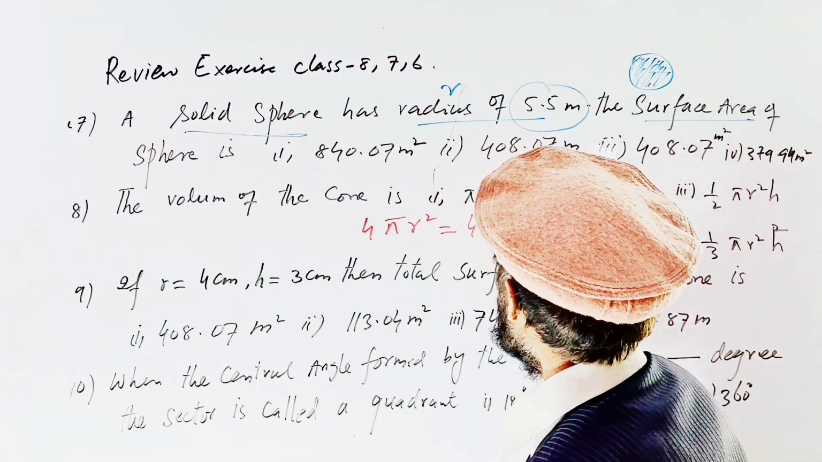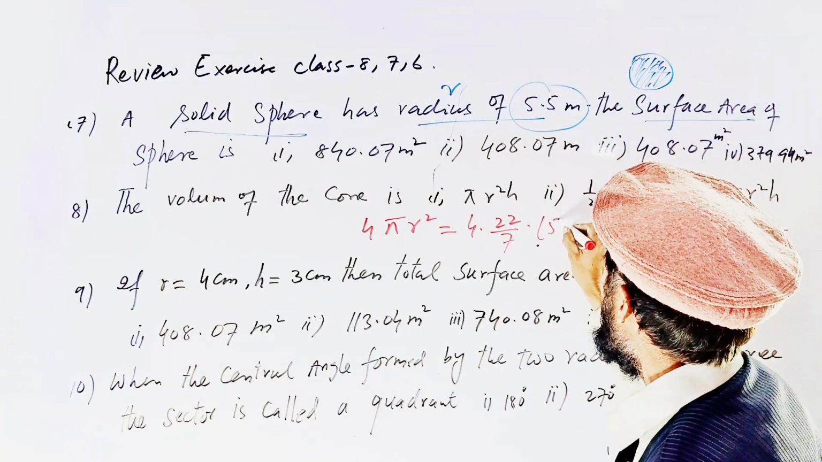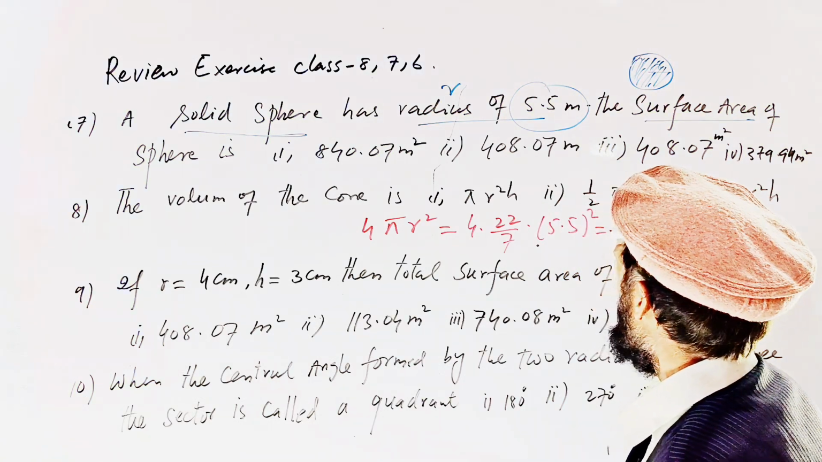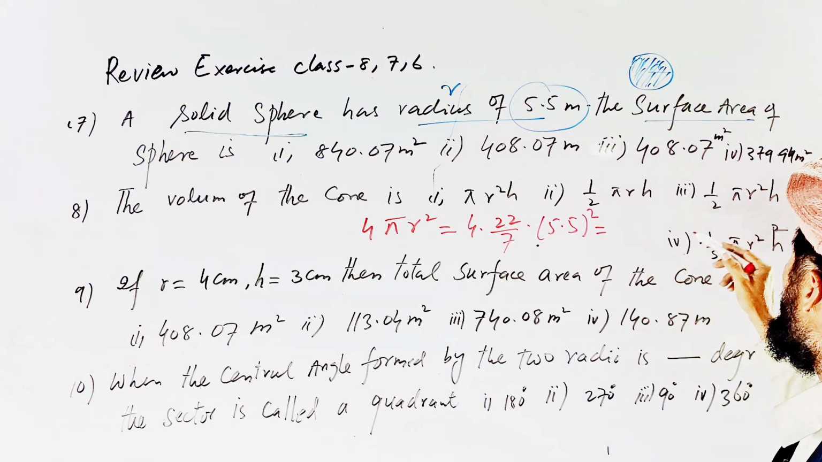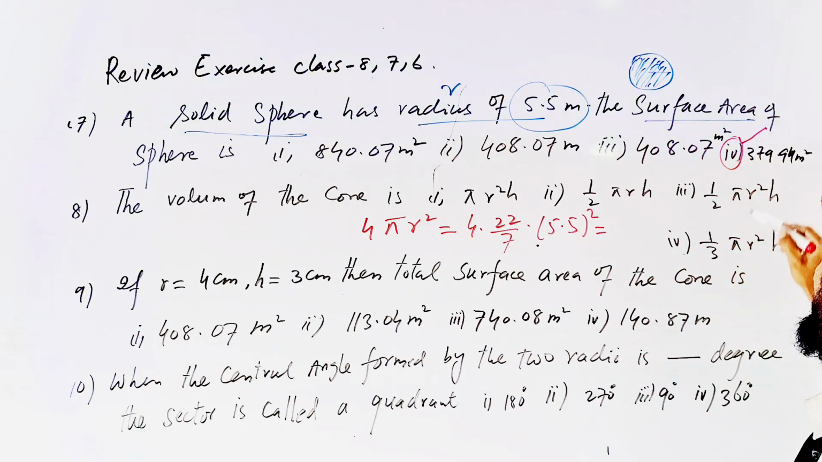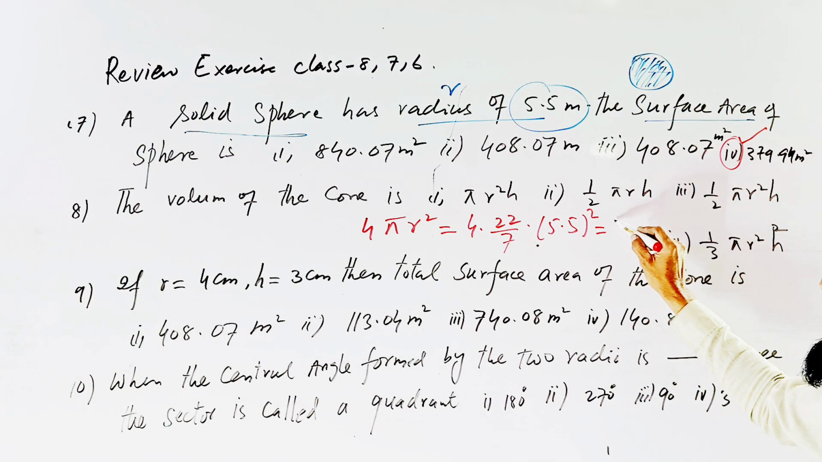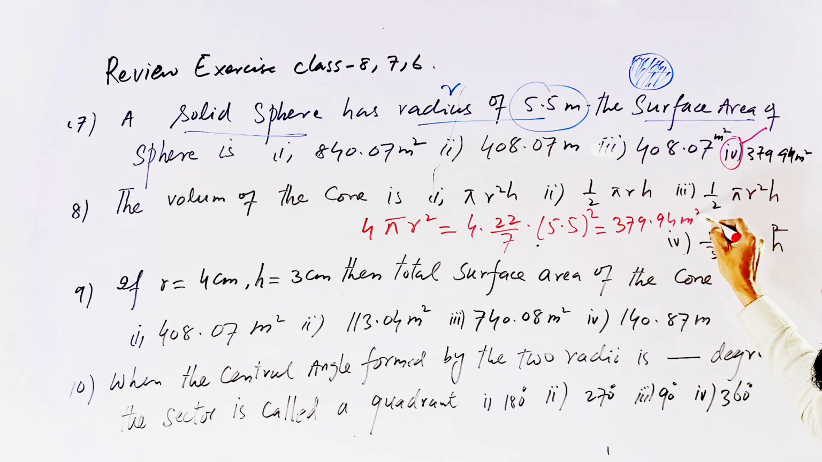4 pi, where pi is 22/7, and r is given as 5.5 square. If we calculate this, we get the answer 379.94 meter square. Question number 8.